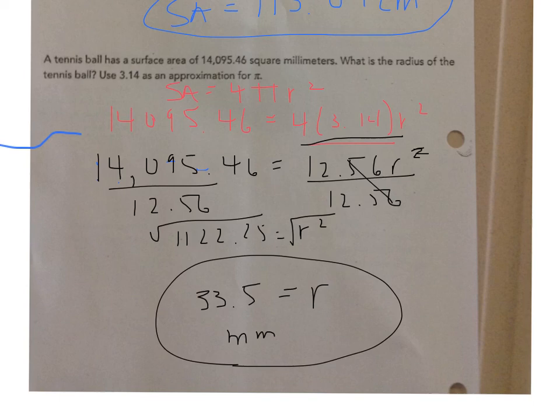Now I need to get r squared alone. So in order to get r squared alone, we need to undo the multiplication with division. So I divide both sides by 12.56. These cancel out, and then I get 1,122.25 equals r squared. But we don't want r squared, we just want r. So the square root of 1,122.25 gives me 33.5 millimeters as my radius.